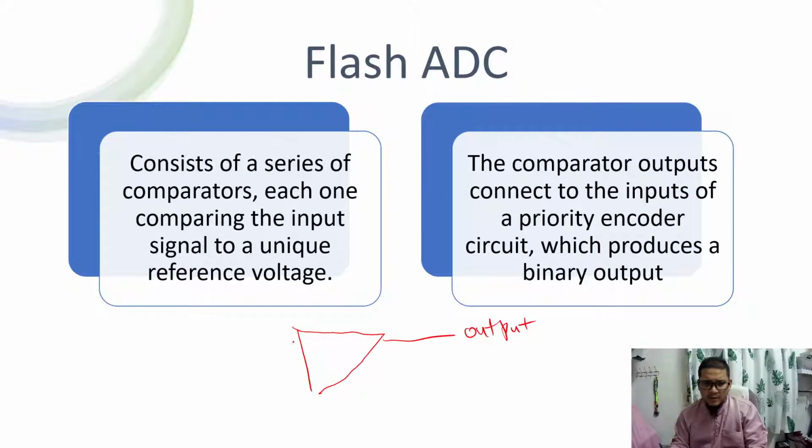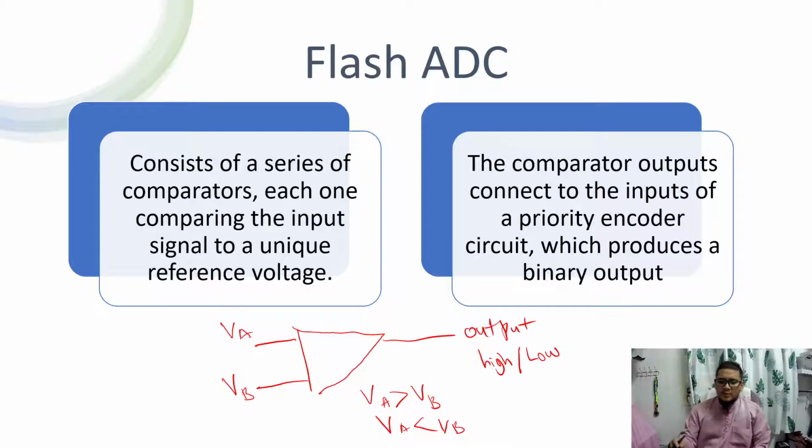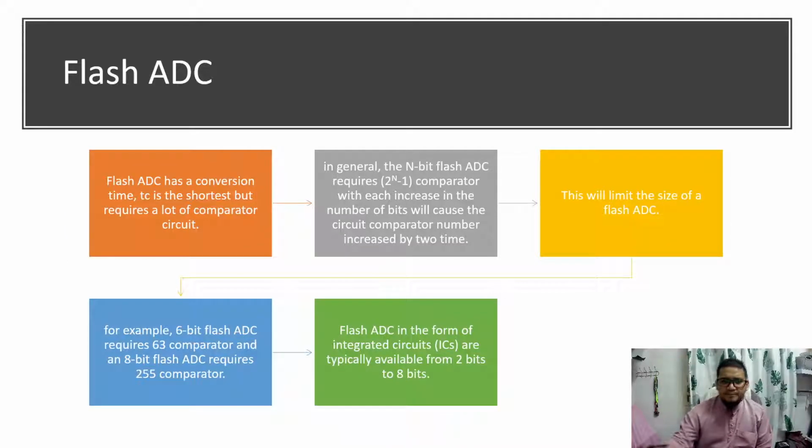Okay, and then we have, for example, VA, and then this is VB. So we compare whether VA is greater than VB. For example, if VA is greater than VB, the output is high. And if VA is less than VB, the output is low. So that is the comparators.